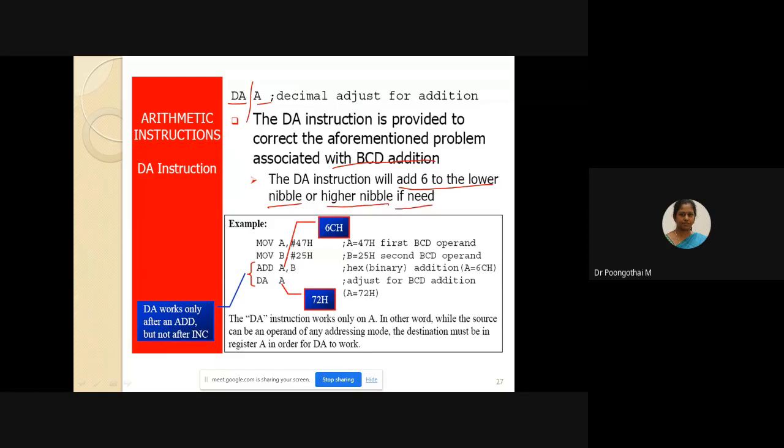According to this example: MOV A, #47; MOV B, #25; ADD A, B. What is the answer? 6C we are getting. After addition, the accumulator holds 6C. So this must be corrected. For that, we have to use the DAA instruction. The DAA instruction works only after an add instruction. So we have to use DAA after the addition instruction to adjust your accumulator answer. DAA means your hexadecimal is adjusted into BCD.